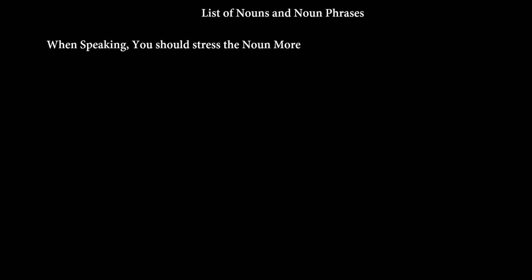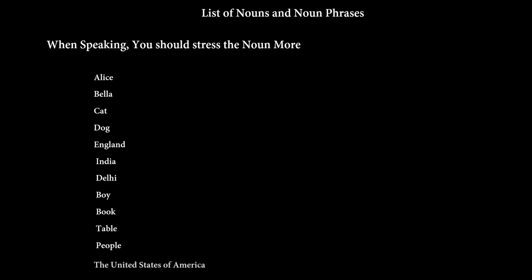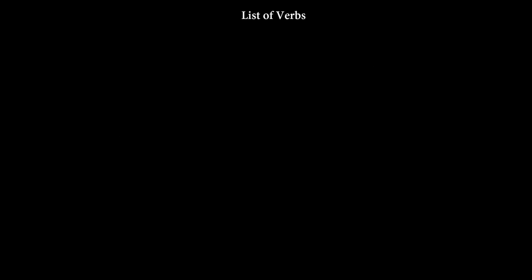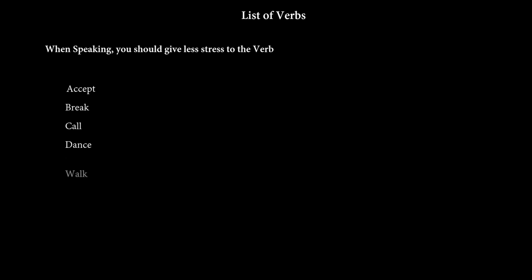Now, listen to someone who is reading some nouns and observe how she is giving more stress to the nouns. List of nouns and noun phrases: Alice, Bella, cat, dog, England, India, Delhi, boy, book, table, people, the United States of America. Now, observe how she is reading the verbs. She is giving less stress to the verbs. List of verbs: accept, break, call, dance, walk, speak, follow, was appointed, are manufactured, will be sent.